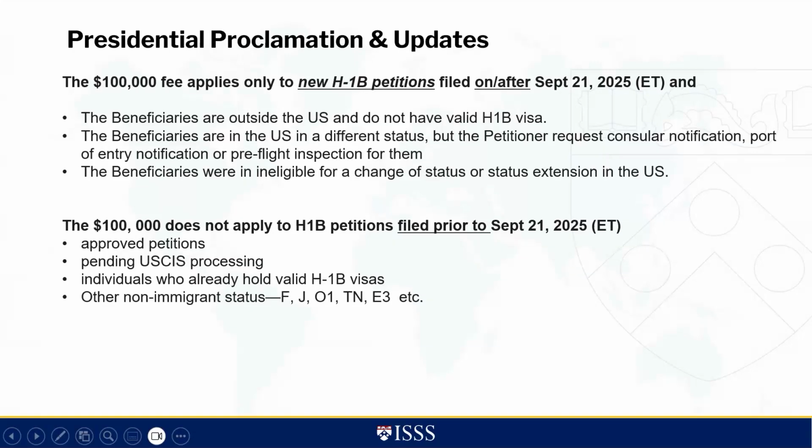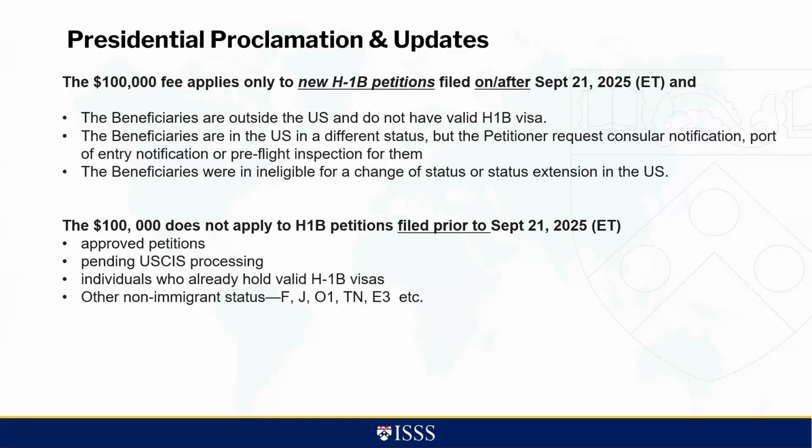Going to the proclamation for the 100,000 fee. This does apply to only petitions submitted after September 21st, last year, 2025. As we said, the beneficiaries are outside, do not have a visa. Beneficiaries who are in the United States on a different status, but the petitioner requests consular notification, port of entry, or pre-flight inspection, it does apply to them.